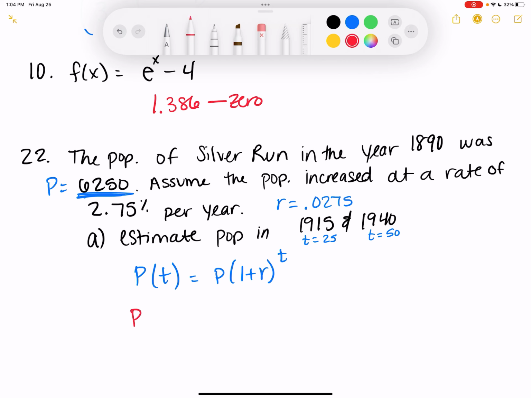So P of T is equal to 6,250 times 1 plus 0.0275 raised to the 25. And thank God for calculators. We can type this in. Raised to the 25. Yep.